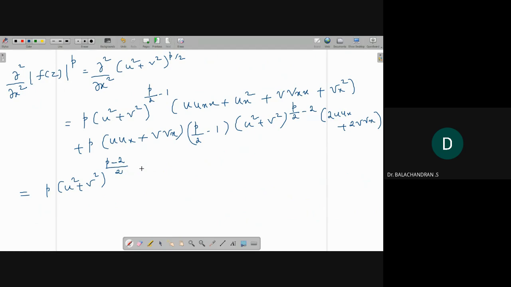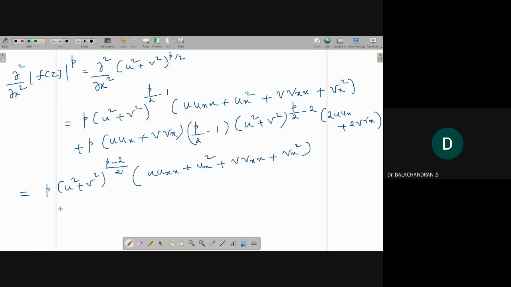Okay, and then you can group these two, plus into u into uxx. Here have vxx. So there is no need to group now. Should keep as it is. uxx. Okay, well, uxx plus ux square plus v into vxx plus vx square.